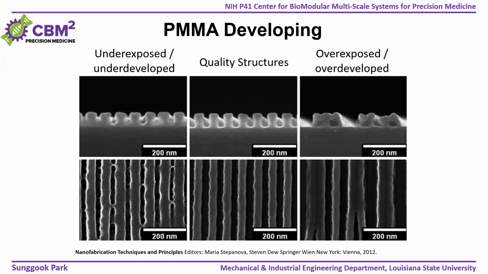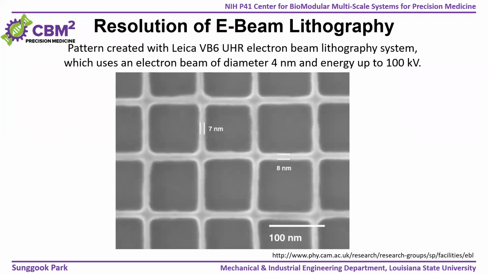So again, when it's underdeveloped, I think you have a connection between patterns, and this is an example of quality structures, well developed. And if it's overdeveloped, then again you have a lot of undercuts, and then finally this grating will collapse. Okay, so you need to avoid that. So this is just one example of the sub 10 nanometer patterns produced by electron beam lithography.